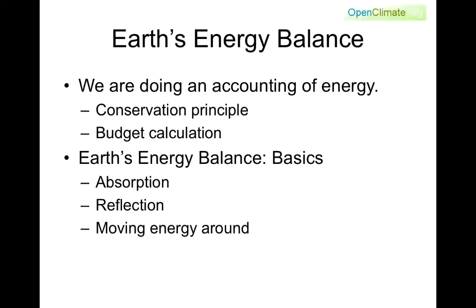We will use the conservation principle, which is the primary principle on which climate science is based, and we will make a budget calculation. What we will see is that energy from the sun can be absorbed or it can be reflected. And if it is absorbed within the earth, then the energy can move around. And one way that energy moves around is by weather.